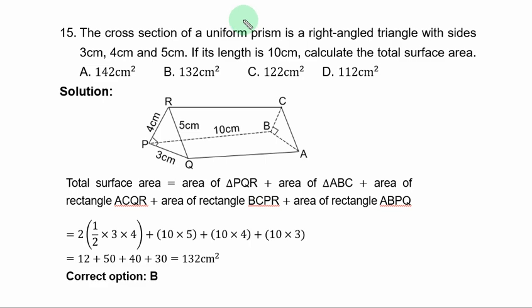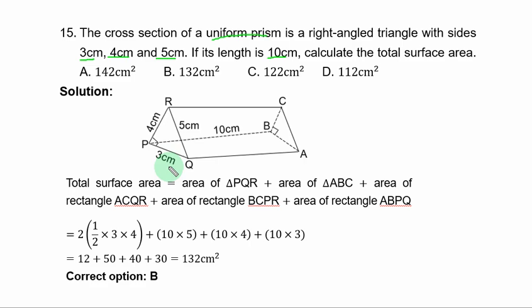Question 15. The cross section of a uniform prism is a right angle triangle with sides 3 cm, 4 cm, and 5 cm. If its length is 10 cm, calculate the total surface area. This is the structure for a prism. The longest side is always 5, the side facing the right angle. The other sides, you have a form of A, B, C. So you have 3, 4 for the other sides.